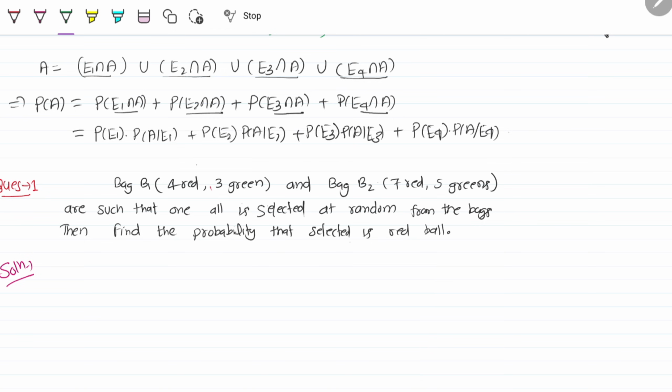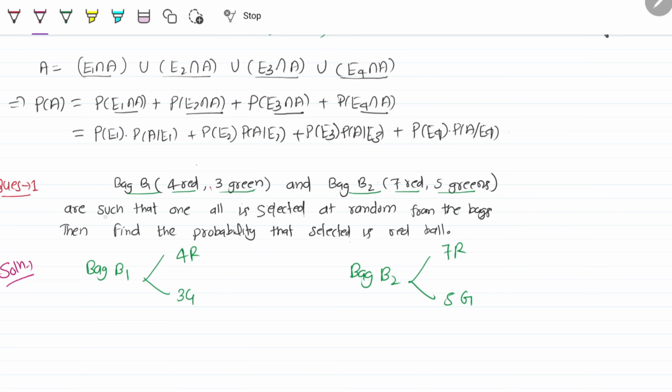The question is, you have two bags, bag B1 and bag B2. In bag B1, 4 red balls, 3 green balls. In bag B2, 7 red balls, 5 green balls. Okay, first of all, write this information. You have two bags, B1 and B2. In bag B1, 4 red balls, 3 green balls. In bag B2, 7 red balls, 5 green balls. This is the first information.